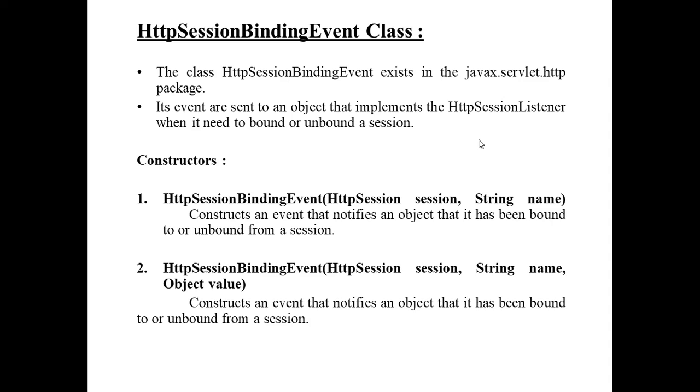Then next we have seen the classes, that is Cookie, HttpServlet class, HttpSessionEvent class and HttpSessionBindingEvent class. So in total there are 4 classes. The javax.servlet.http package provides the 4 classes, that is Cookie class, HttpServlet class, HttpSessionEvent class and HttpSessionBindingEvent class.